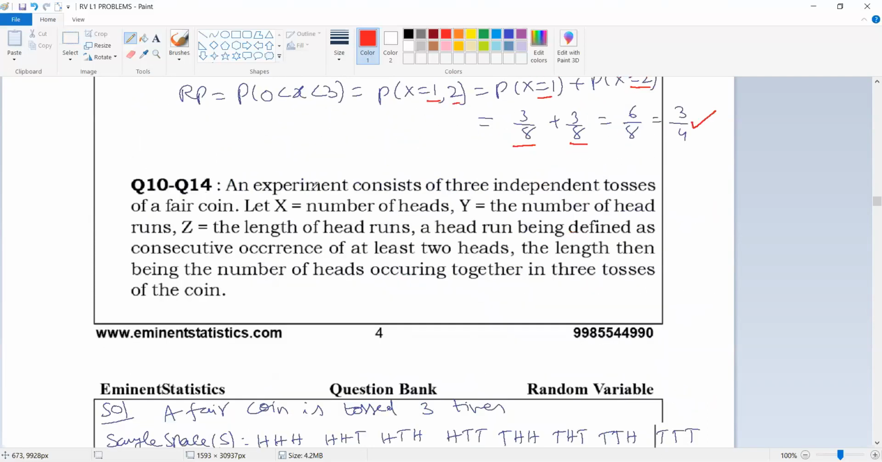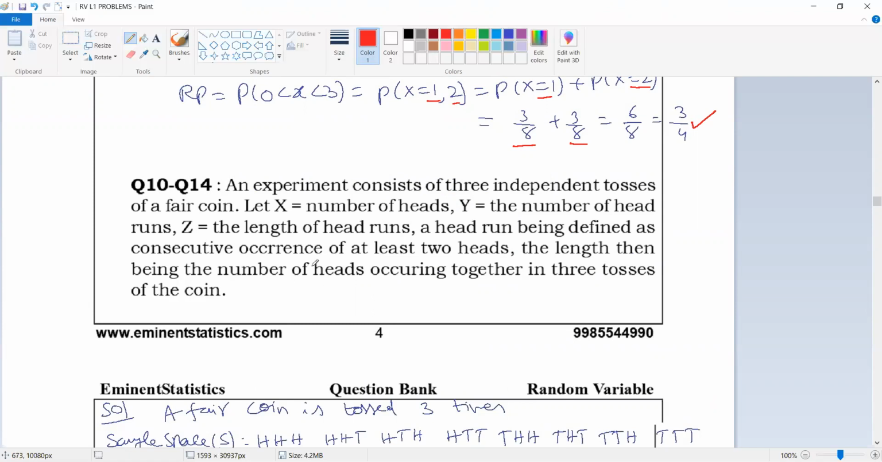Problems 1 to 9 are solved. Now problems 10 to 14. So for understanding purpose, it's not an examination problem. Understanding purpose of the concept of random variables, so we have to take this type of models.